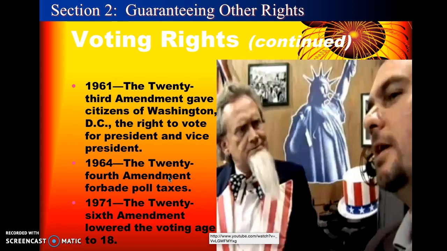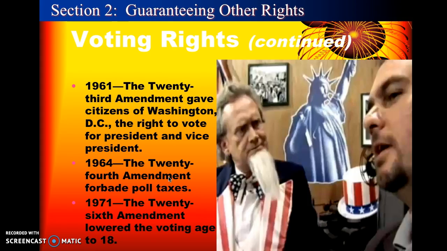Okay, 1961, the 23rd Amendment gave citizens of Washington, D.C. the right to vote for president and vice president. See, Washington, D.C. is not located in a state. It is the District of Columbia. And the reason for that is because it was felt that if Washington, D.C. was placed in a state, then that state would probably have a lot of influence. And so they said, we're just gonna make it the District of Columbia.